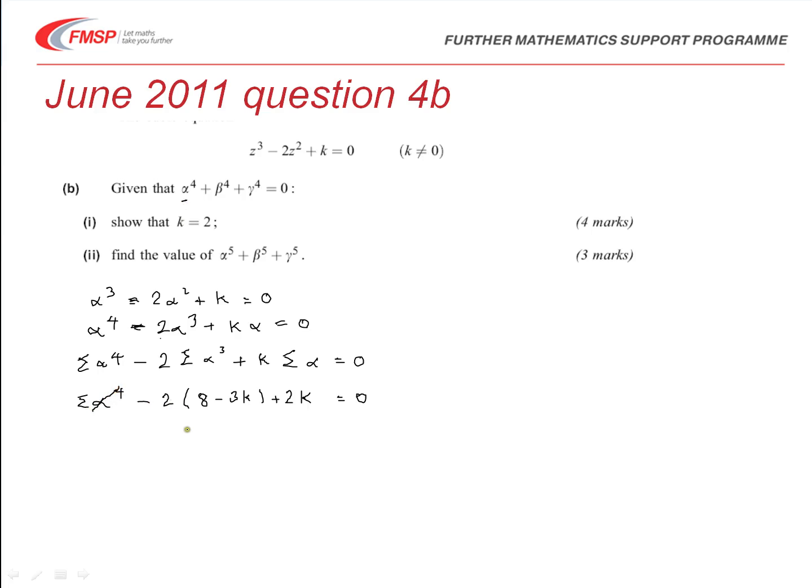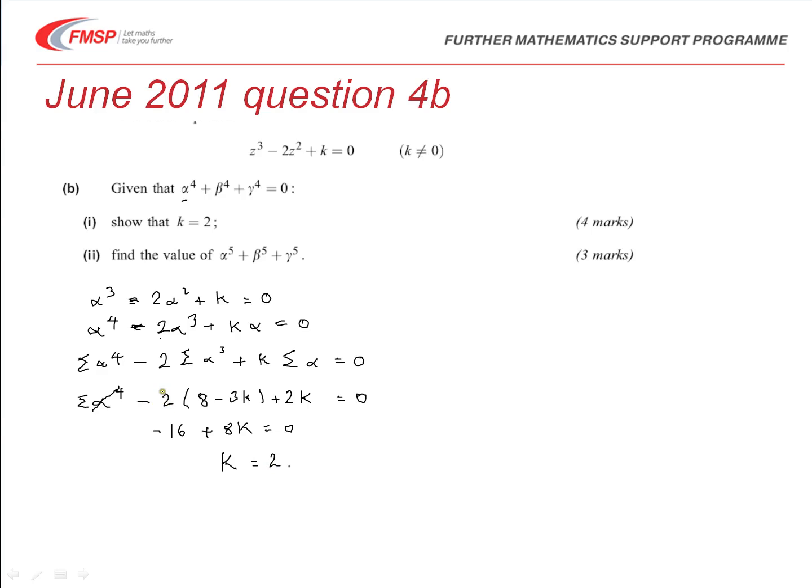So what have we now got? Well, if we multiply out the brackets, we got minus 16, and then we get plus 6k plus the 2k, so that's plus 8k equals 0. So if we then take the 16 across, divide by 8, it gives us k equals 2. Okay, as required. A little bit tricky, that part.